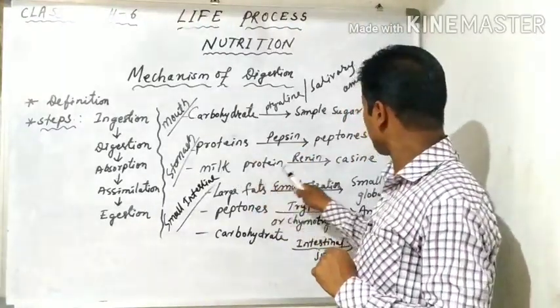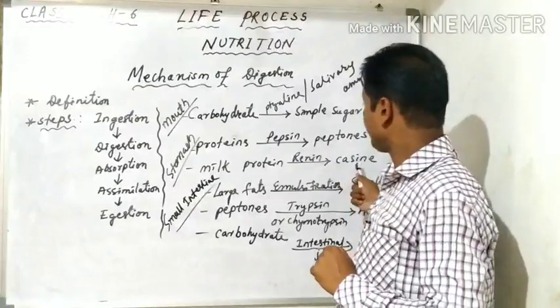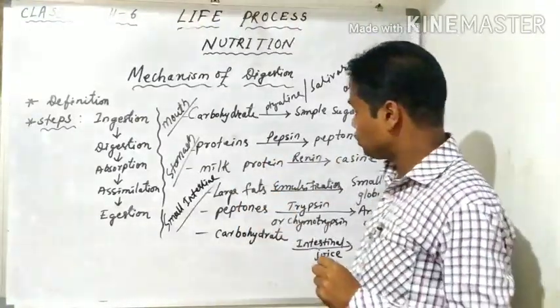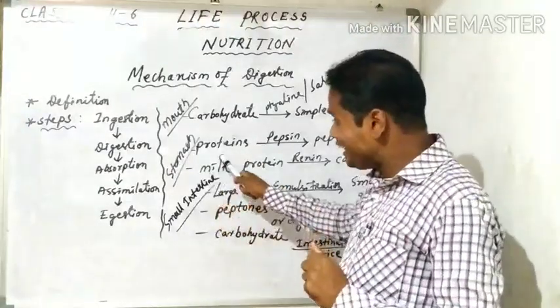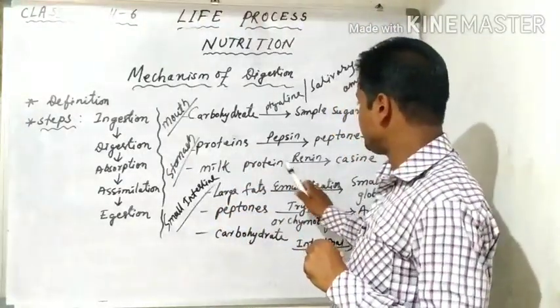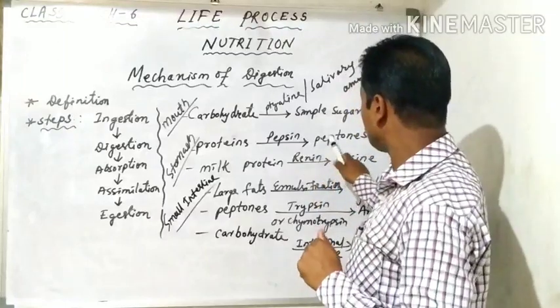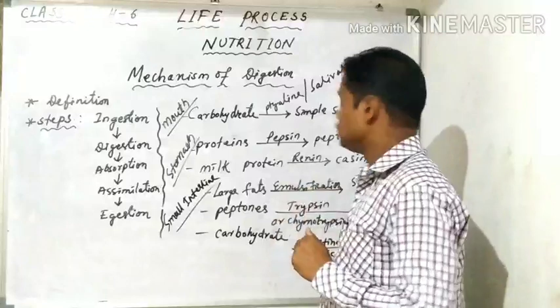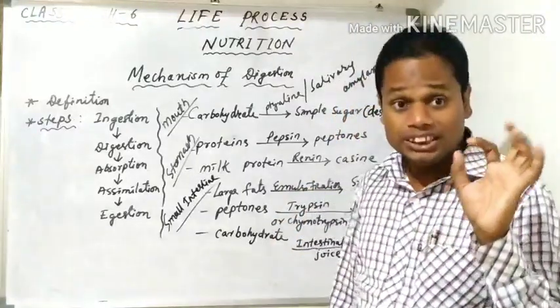The milk protein is converted into casein by the action of renin. So, in the stomach, mainly two enzymes, pepsin and renin, convert the protein into peptone and milk protein into casein respectively.